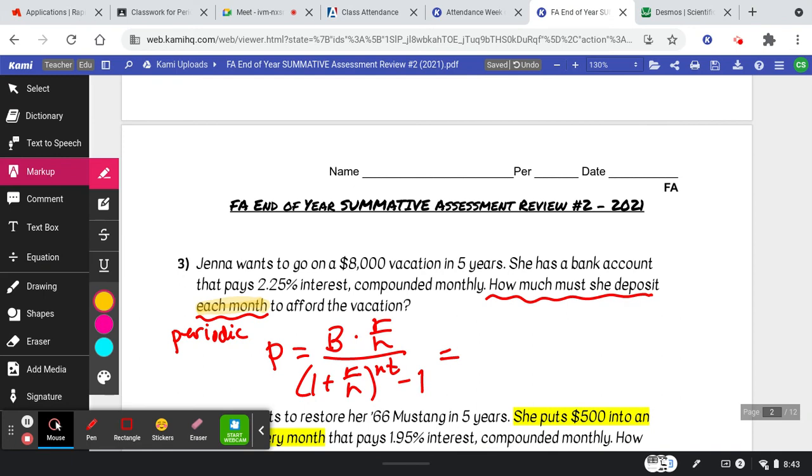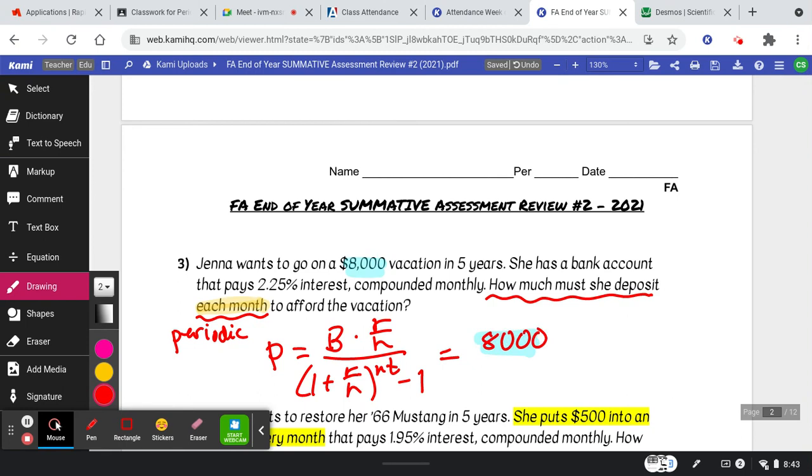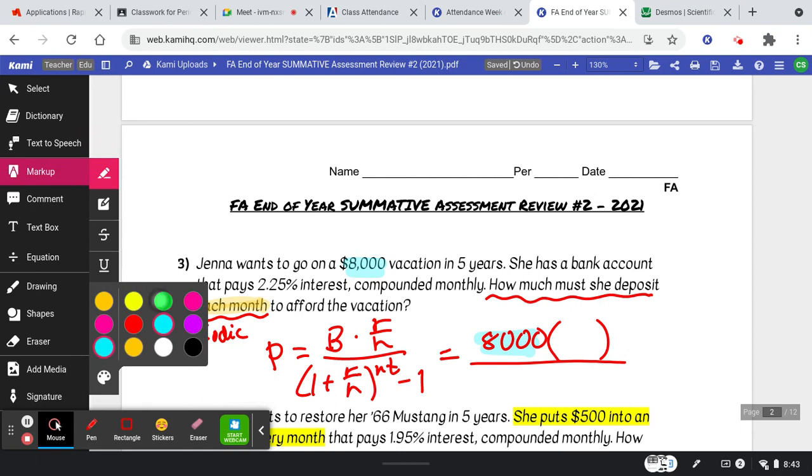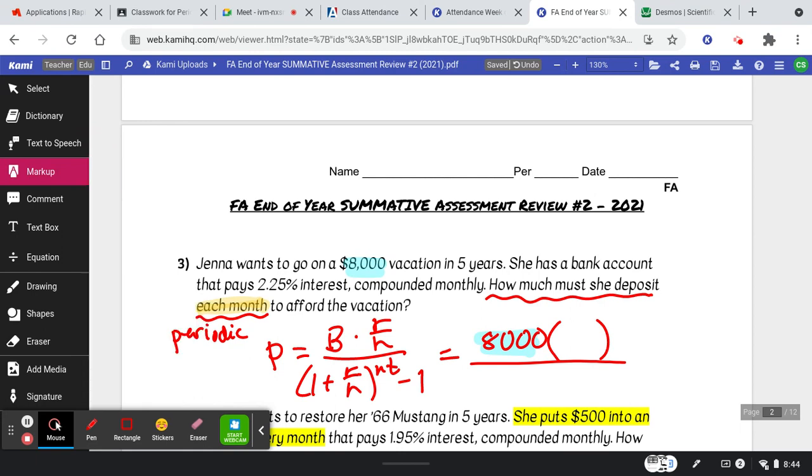Anthony, how much is the balance I'm going to want to have in the future? 8,000. Good. So we're going to start with that 8,000 as my B. All right. And then what's the rate going to be? If they told us 2.25, what are we actually going to plug in? 0.0225. Good.